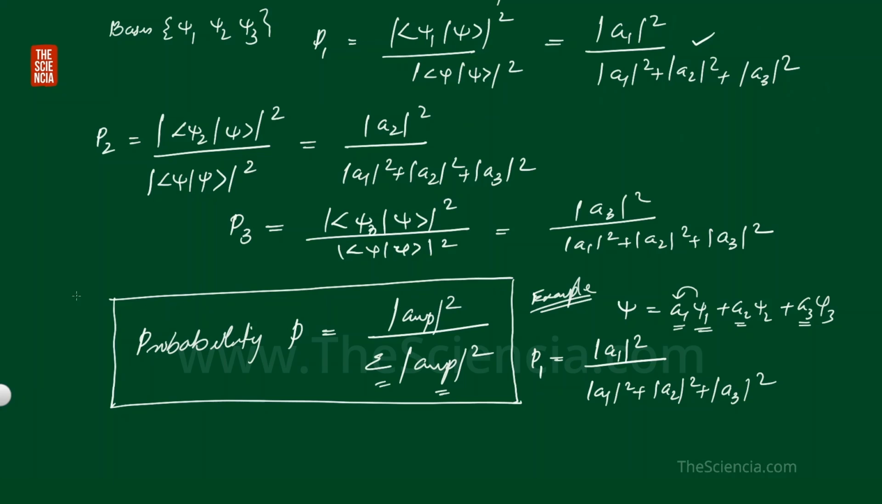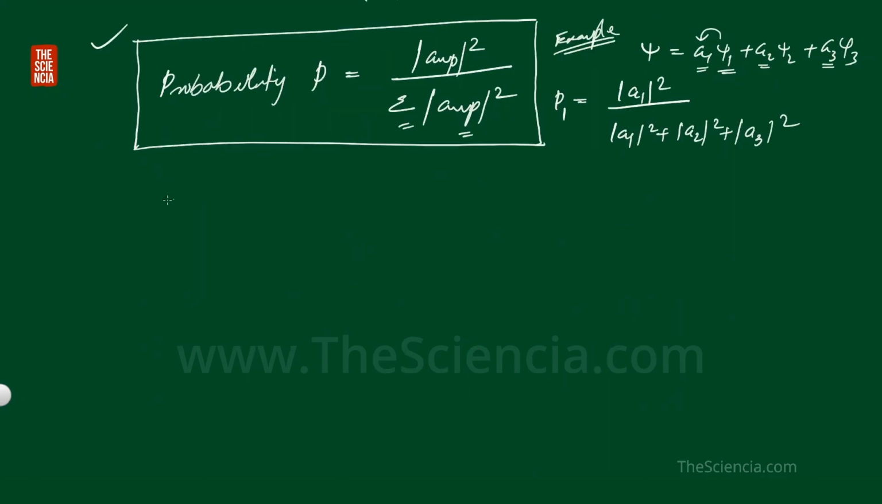Okay, so this is the equation for finding the probability of a particle in a certain state, if a linear combination of states is given and we are asked to find the probability of finding a particle in a particular state in that linear combination. Okay, let us discuss one more example.